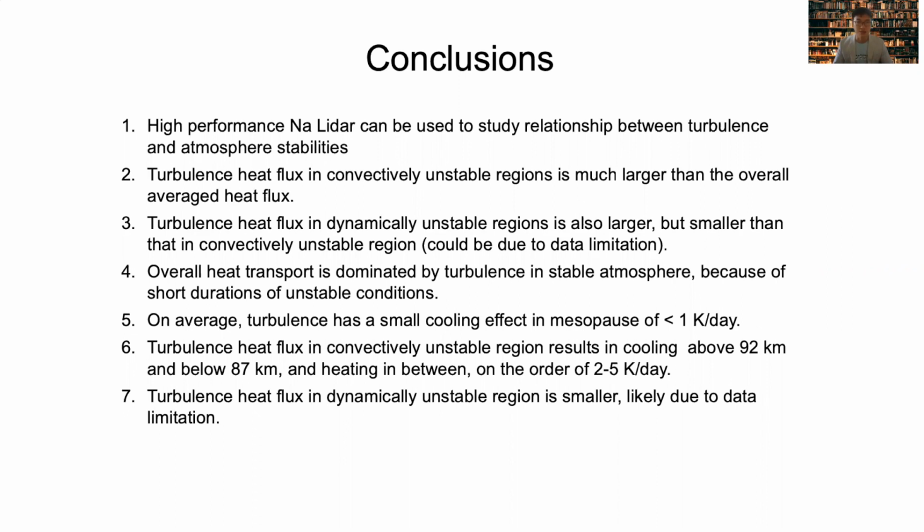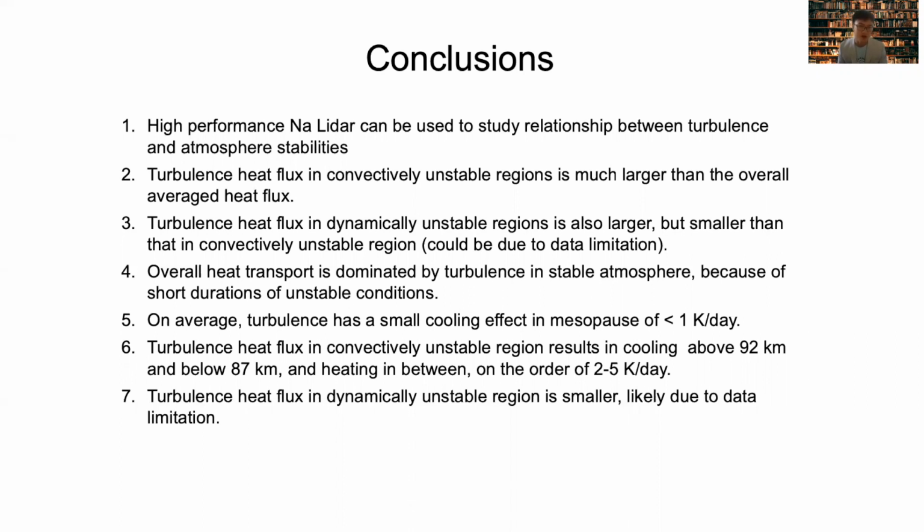High-performance sodium lidar can be used to study the relationship between turbulence and atmospheric stabilities. Turbulence heat flux in convectively unstable region is much larger than the overall averaged heat flux. Turbulence heat flux in dynamically unstable region is also large, but smaller than in convectively unstable region. It could be due to the data limitation. Overall heat transport is dominated by turbulence in the stable atmosphere because of the short duration of unstable conditions. On average, turbulence has a small cooling effect in mesopause of less than 1 Kelvin per day.